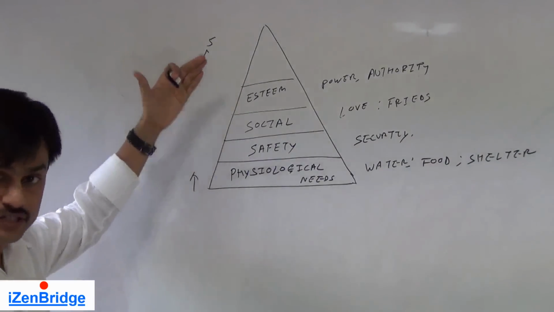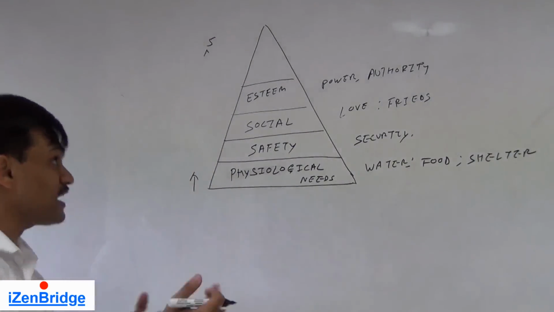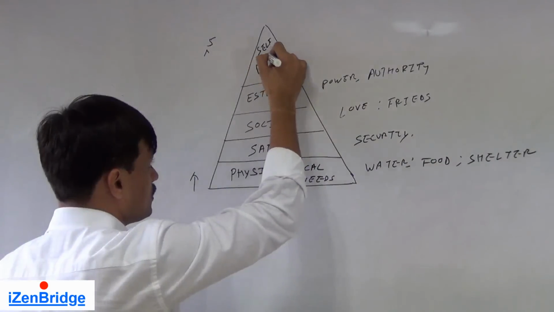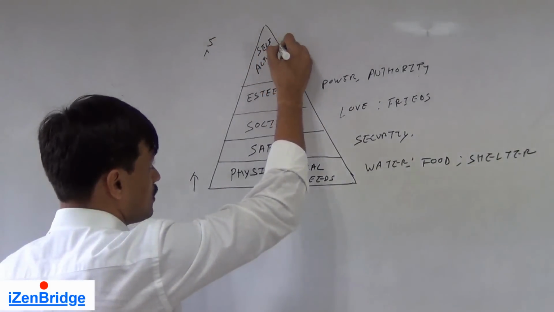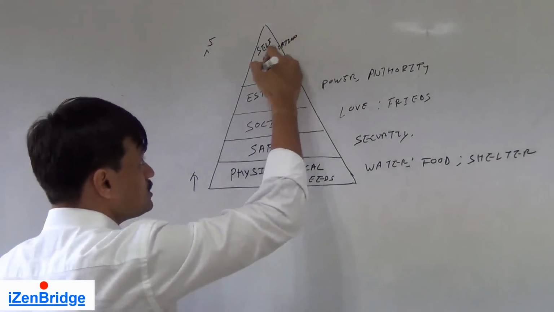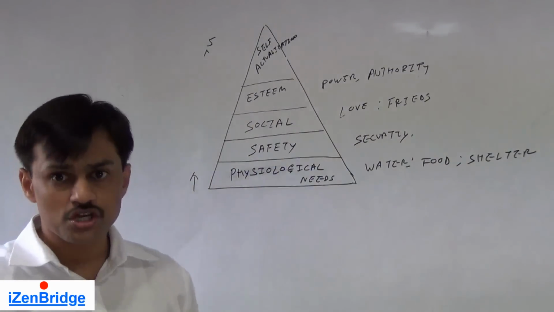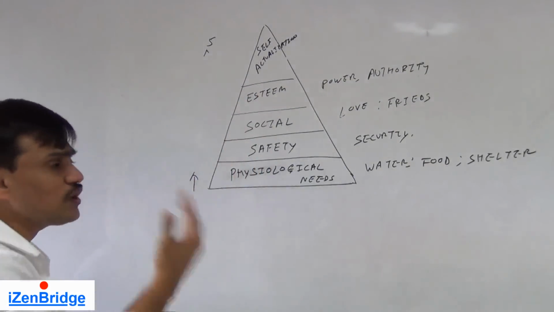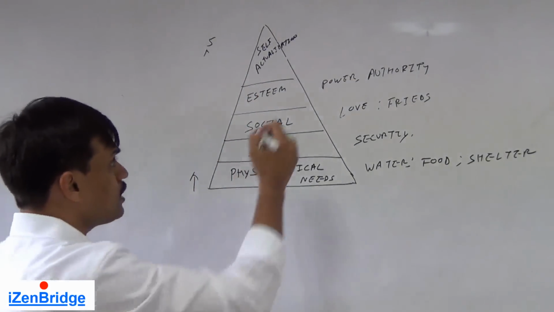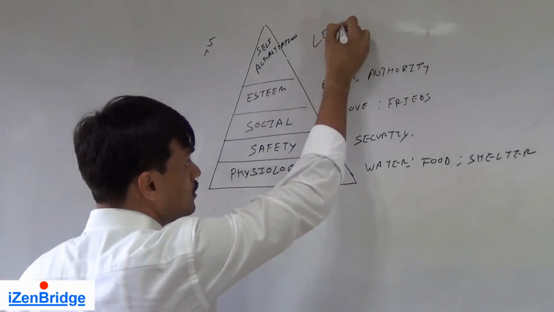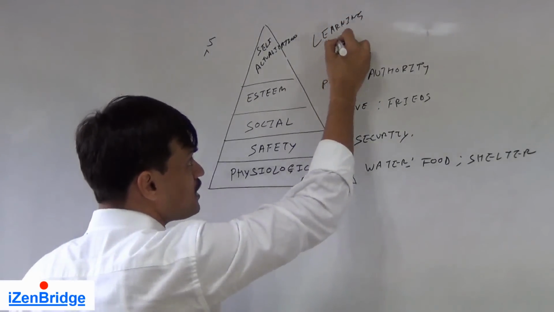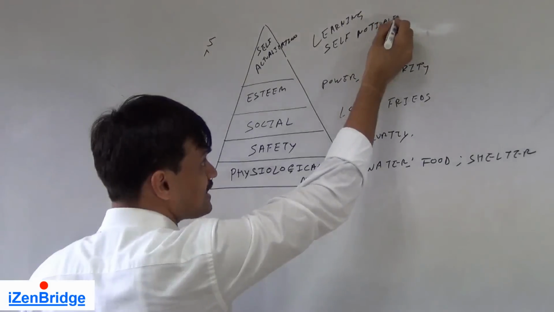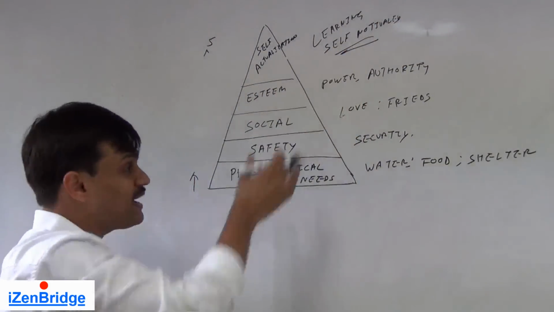The 5th level is self-actualization. Self-actualization is a stage where the person is not working for all these 4. He is just working for his own satisfaction. He is doing some learning. He is self-motivated. If a person is at this level, you cannot motivate him by raising his salary.